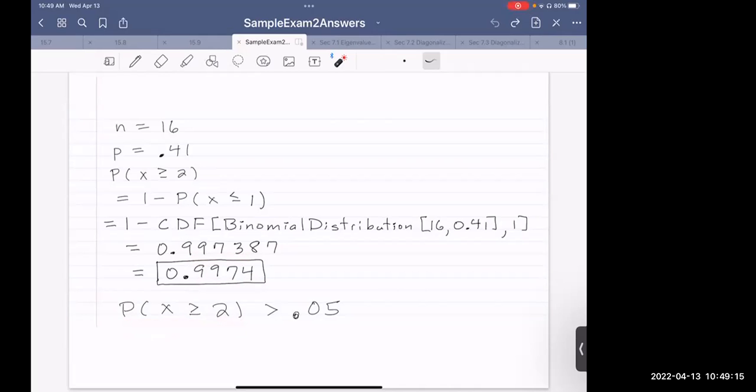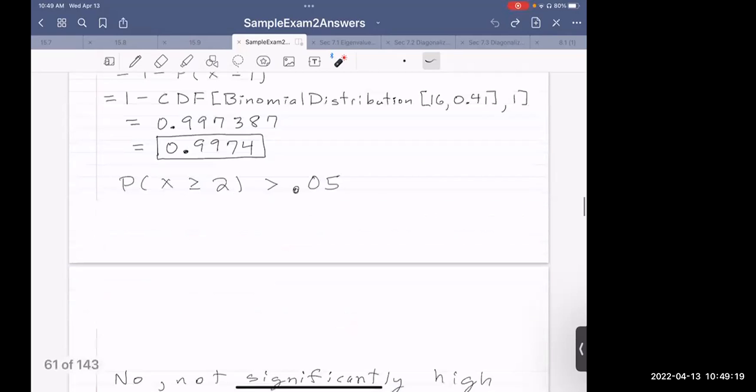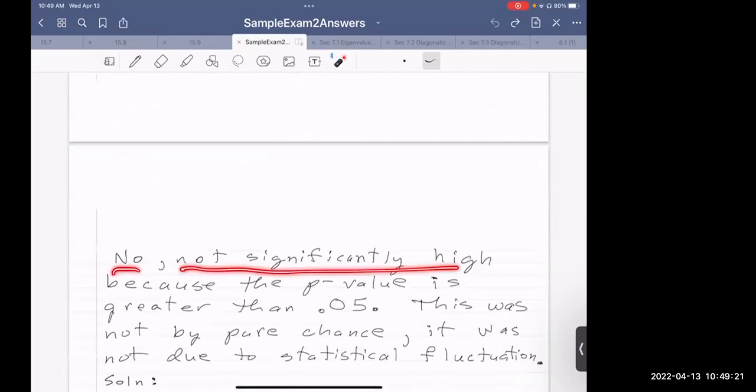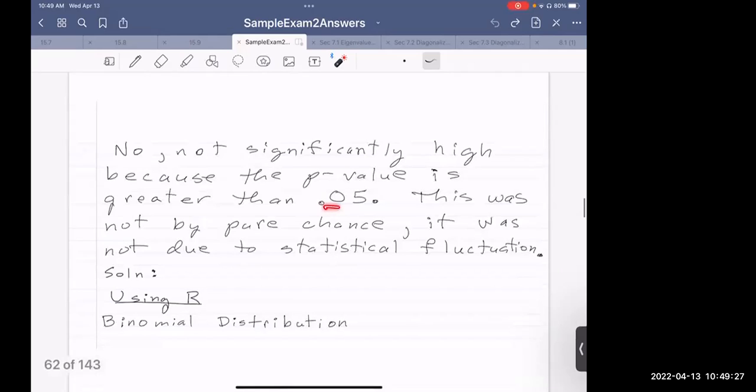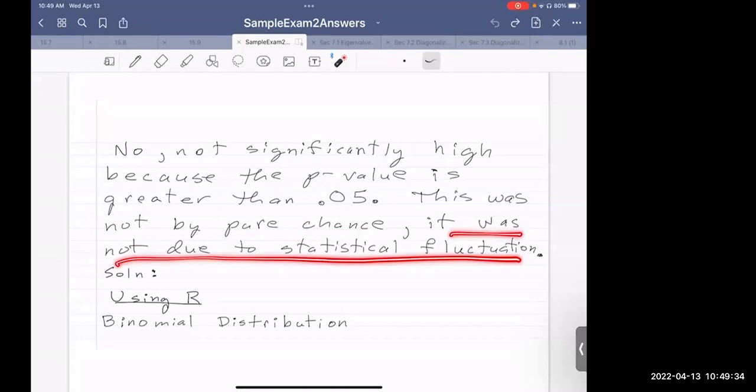Since the probability x is greater than or equal to 2 is greater than alpha, then no, this is not significantly high because the p-value is greater than 0.05, the typical alpha value. This was not by pure chance. It was not due to statistical fluctuation.